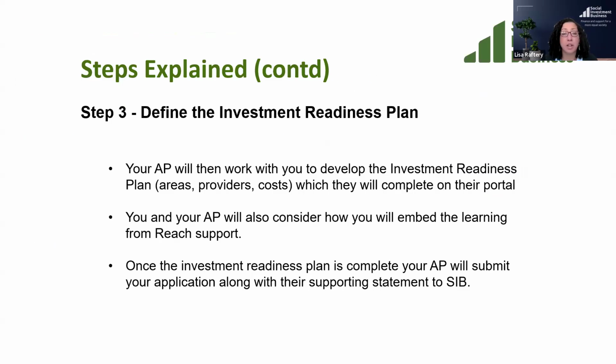So once you've completed your application form, the next step is to work with your access point to define your investment readiness plan. So your access point will then work with you to develop this plan, and it will include the specific areas that need to be completed in order to offer an investment to you. As I said before, this could include business planning, financial forecasting, governance, marketing, and there's a full list of eligible and ineligible REACH areas in our detailed guidance.